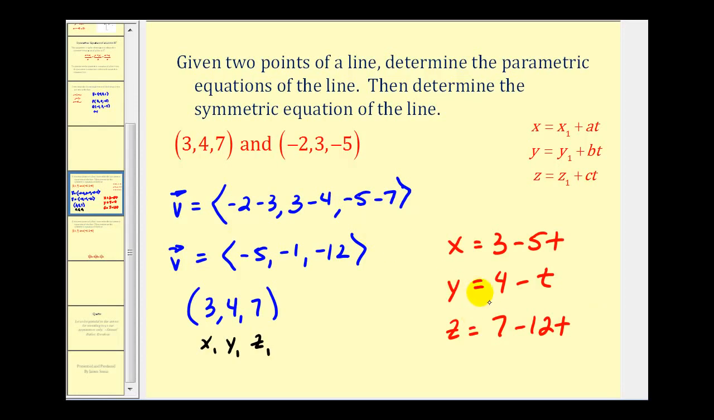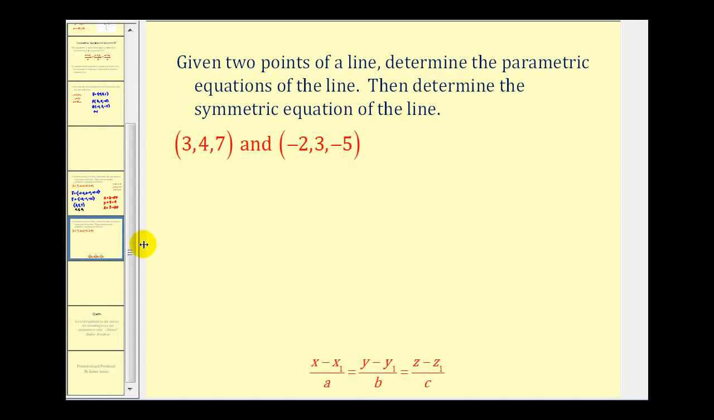And the last part of this question asks us to find the symmetric equation of the line. Let's go ahead and do that on this screen. Now we could go ahead and just use the form of this equation here, but I do want to show the connection between this form and the parametric equations. So our parametric equations were x equals 3 minus 5t, y equals 4 minus t, and z equals 7 minus 12t. So what we can do is solve each of these equations for t and then set them equal to each other.